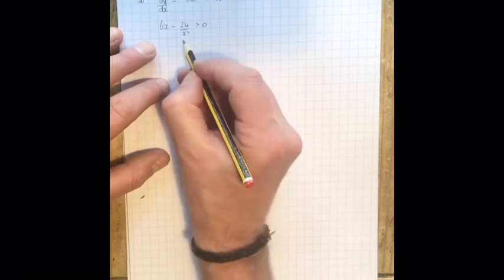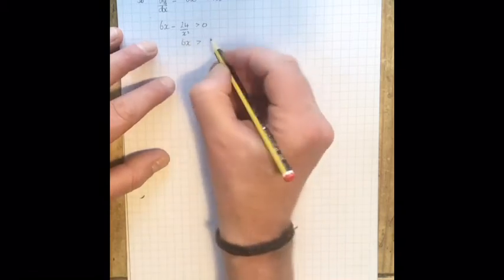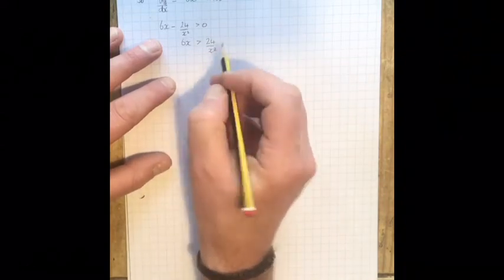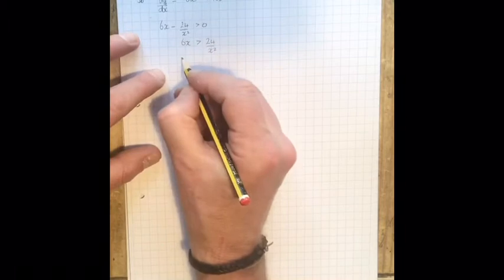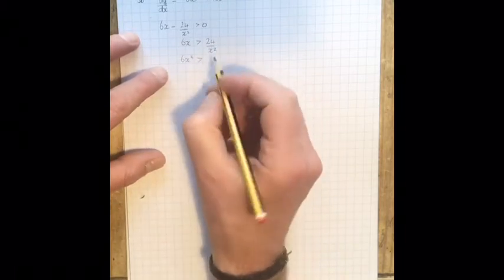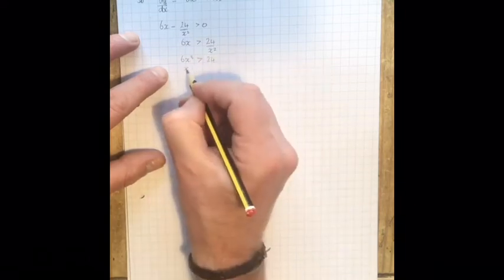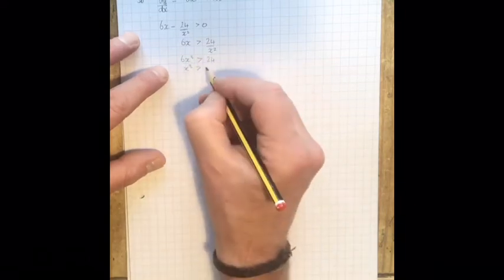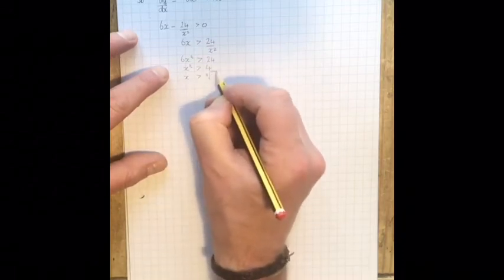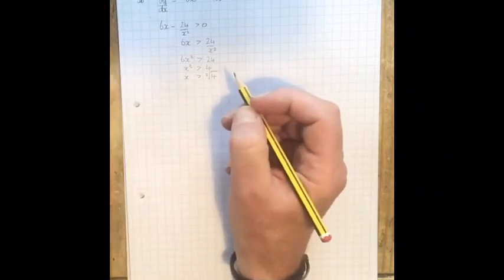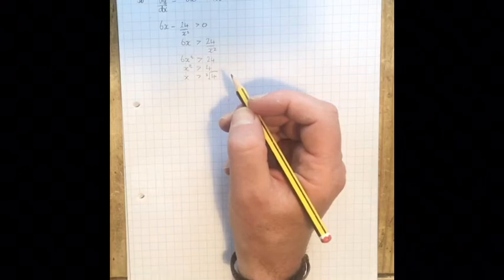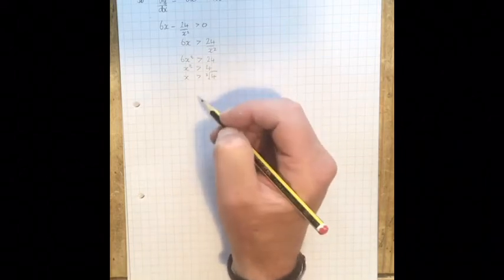Probably the best way to work that out is to move the 24 over x squared across to the other side. Multiply everything by x squared. You can do that because you know it's positive, so you're going to have 6x cubed is greater than 24. So x cubed is greater than 24 divided by 6, which is 4, so x is therefore greater than the cubed root of 4. You can have an equal sign there as well if you want.